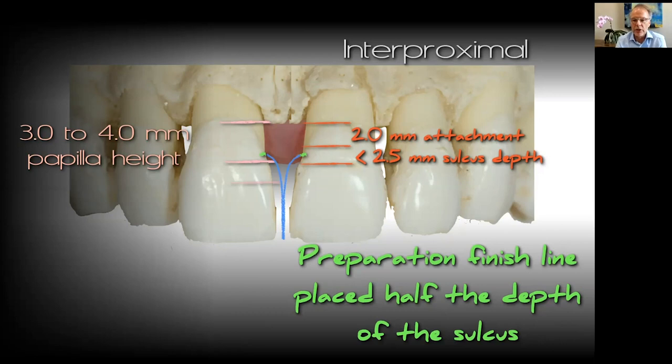So then the preparation finish line is placed half the depth of the sulcus. So knowing the initial sulcus, that's important. So when I see my patients and I know I'm prepping the teeth for veneers, after I give the local anesthetic, I re-probe gently, because you can penetrate the attachment with a periodontal probe. On the average, you penetrate it by 0.5 millimeter. So I gently probe and reconfirm my sulcus depths before I begin, because I never want to position the preparation finish line in the attachment.